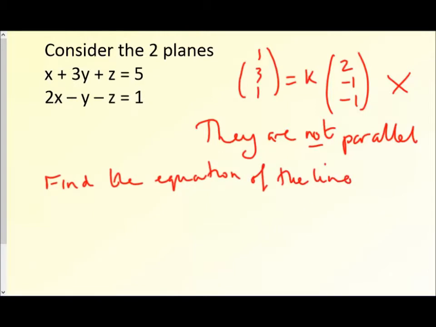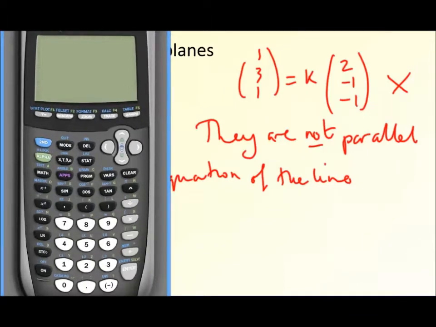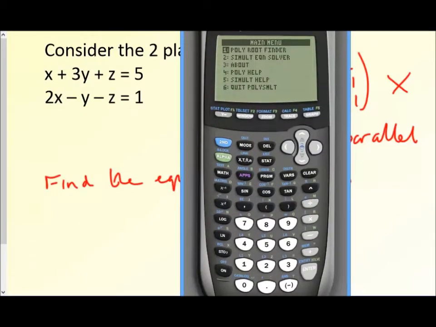Now your graphic calculator can cope with that quite well. If you've got a TI-84 series calculator, then if you come to the apps, you might have Polysmlt or Polysmlt 2 in there. It will solve simultaneous equations, and that's basically what we've got here. So if I come down to equation finder, now we've got two equations, but we've got three unknowns.